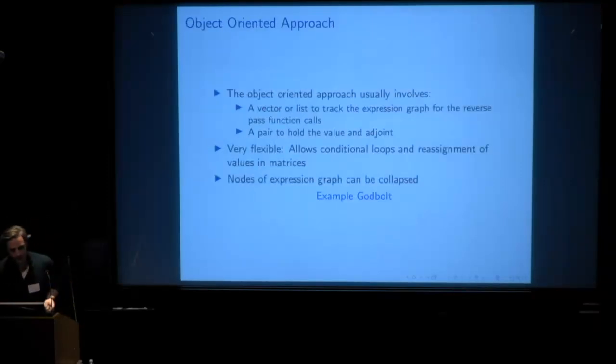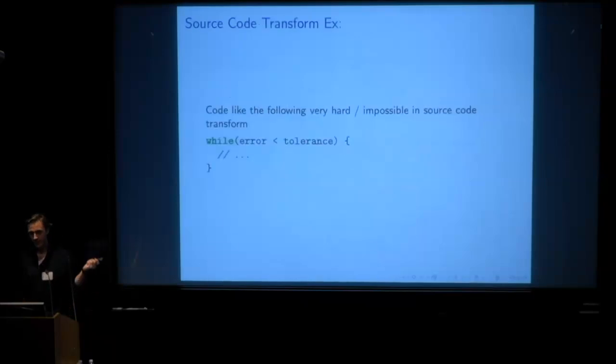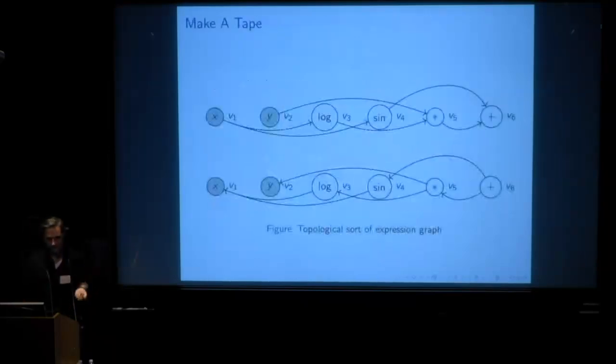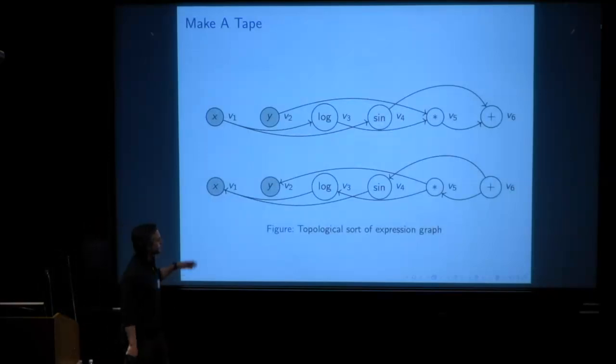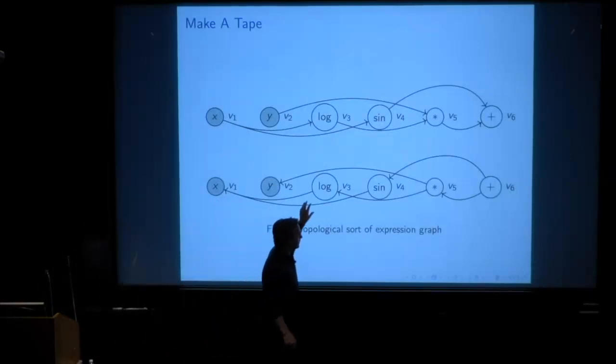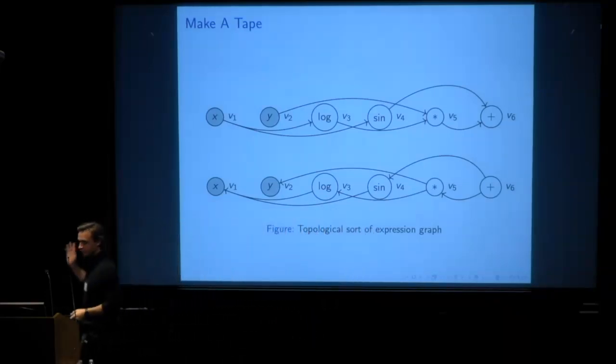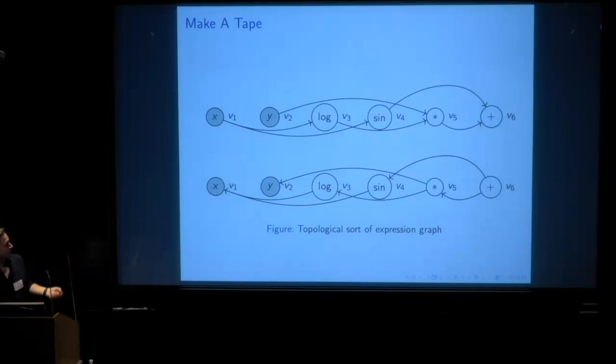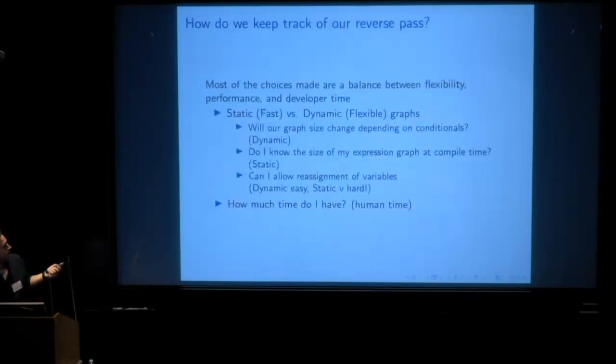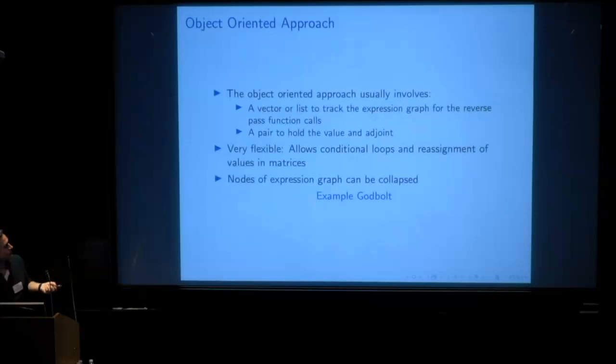In the object-oriented approach, what we usually do is, if we go back to our topological sort of the expression graph, we're going to treat each of these as little classes and structs. As we go through these, we make a little class that represents a log function, keeping our forward and reverse pass information on it, and then put it into a vector, which essentially just keeps track of the expression graph linearly. It's super flexible, as we're going to see in just a minute. And I won't talk about this too much, I might if I have time, but often the nodes of the expression graph can still be collapsed in the schema.